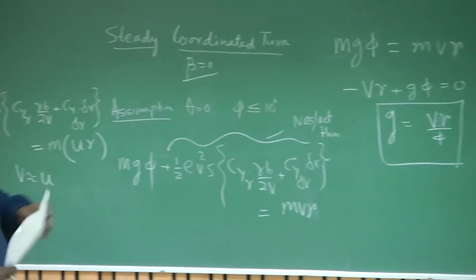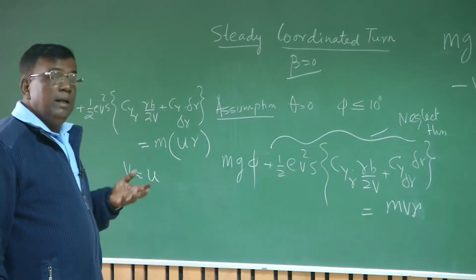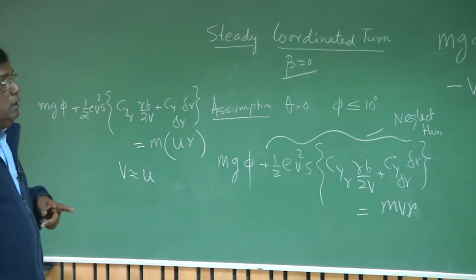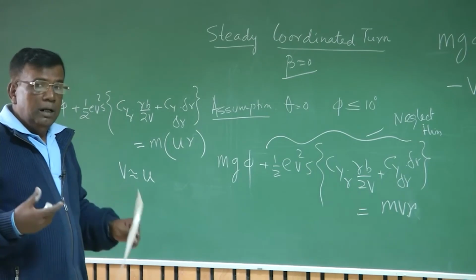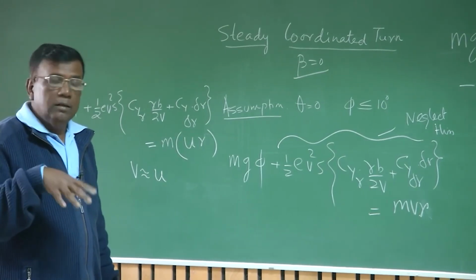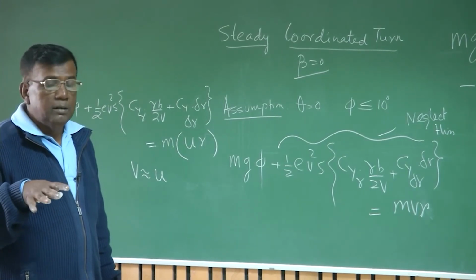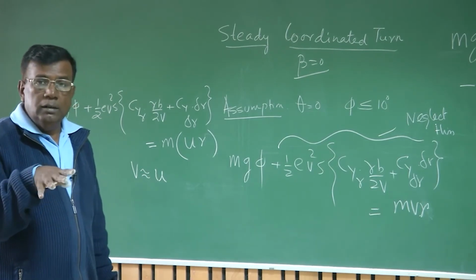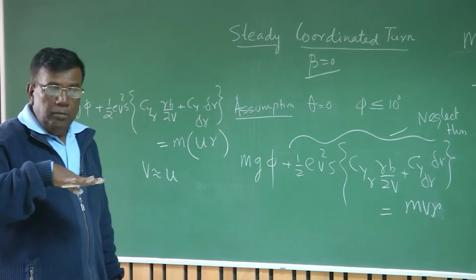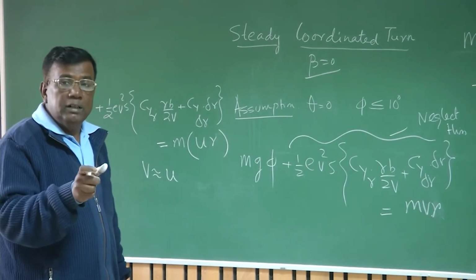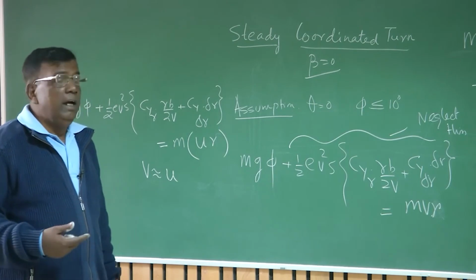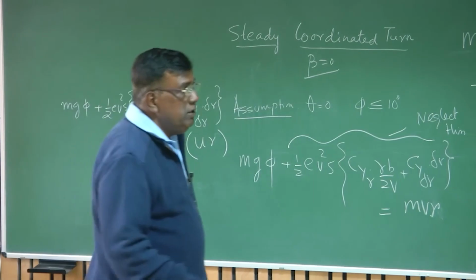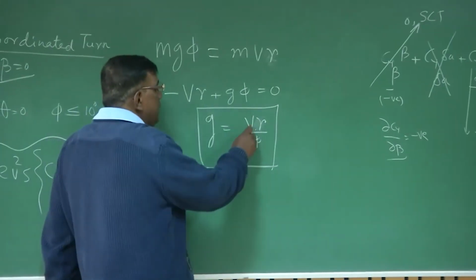So how do I use this information and get some enrichment through experiment? I will go for a steady coordinated turn. I will take a stopwatch. I will tell the pilot, take a turn of 90 degrees or 180 degrees, depending upon mutual agreement, and I will know how much time it has taken to turn. From there, I will get the value of r: the total angle turned divided by total time. V I know from the airspeed indicator, phi I know from the turn bank indicator. So I will acquire those data and find this ratio.